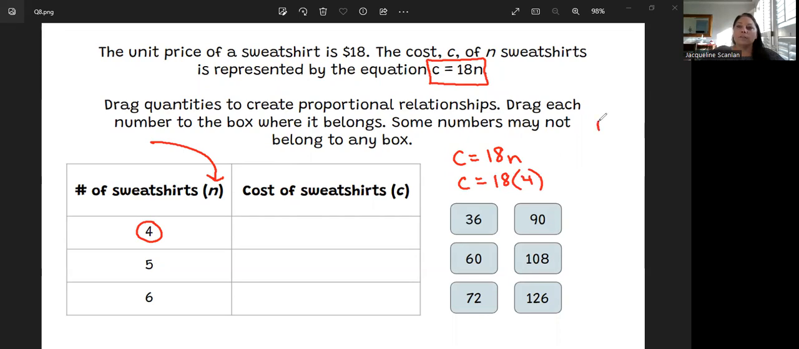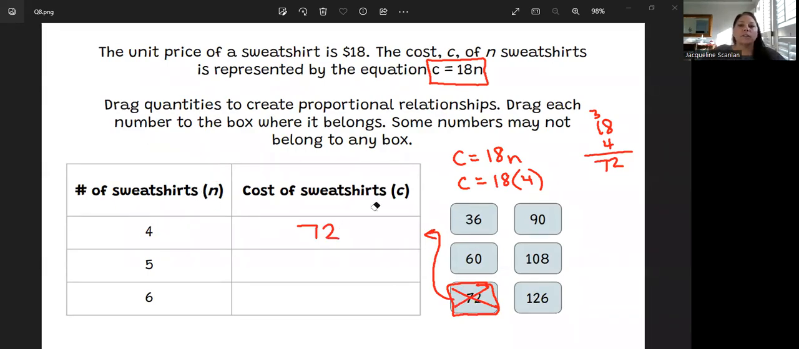Okay, I then go ahead and I do the math. I do 18 times 4. 8 times 4 is 32. 4 times 1 is 4, plus 3 is 7. So I would take this number 72, which would be the cost of 4 sweatshirts, and I would drag it into this box. And it would then be used. All right. And then I could follow that same exact process for the other numbers, for 5 and for 6.